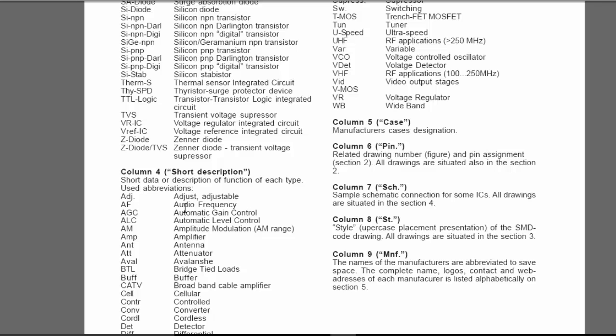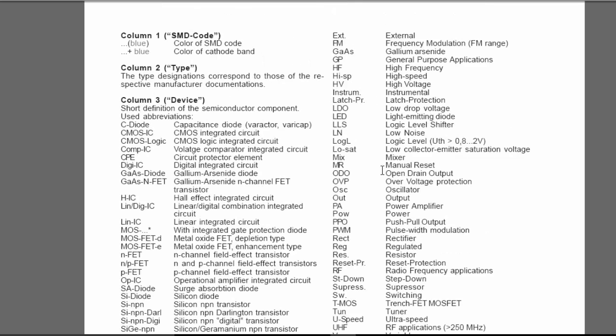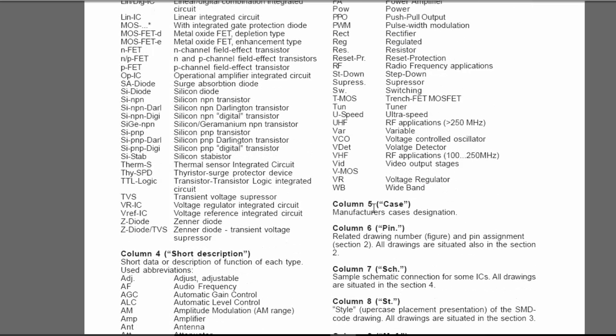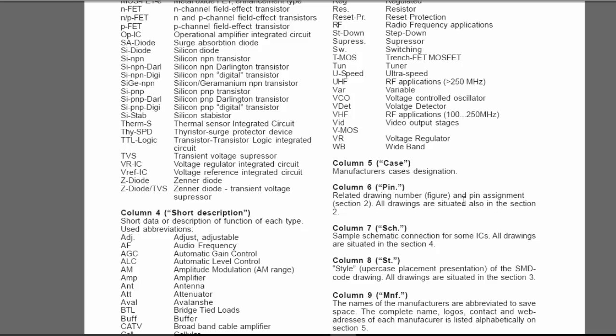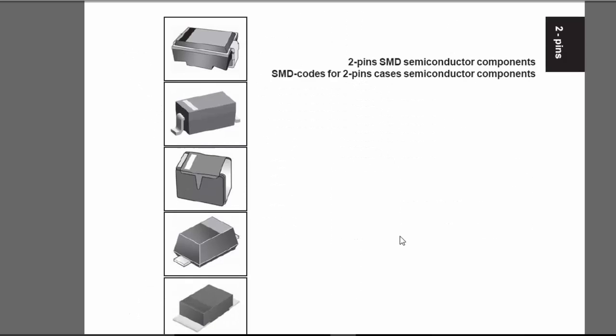If you find ADJ, that means adjustable, ATT attenuator. The abbreviations used in the description column, you can find here. For example, EXC means external, OSC oscillator, TMOS trench FET MOSFET. So you can find them like this. Then column number 5 is the case, that is the package style. Column 6 is pin assignment, column 7 is schematic, column 8 is style, package style. Then there is the manufacturer.